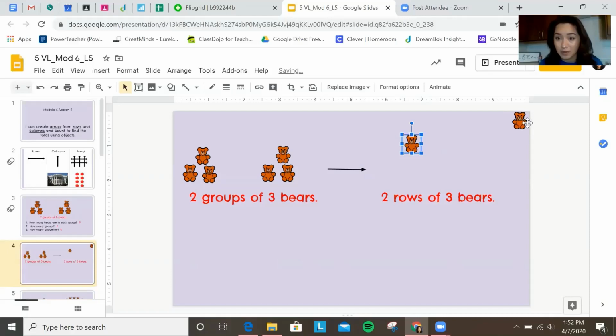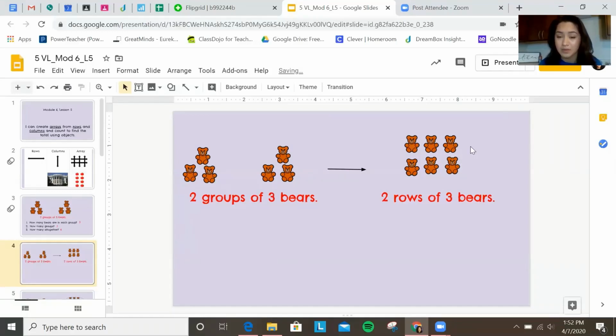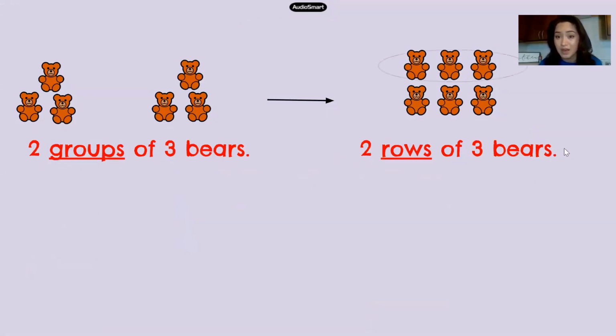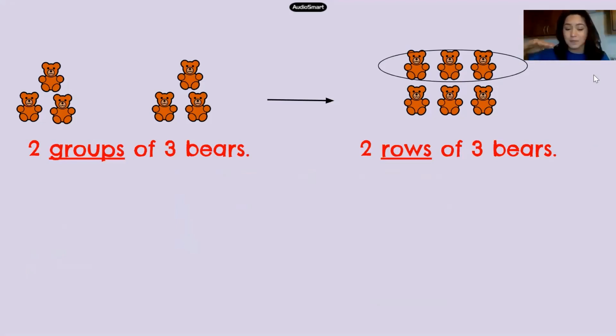I'll make 1 row of 3 and 2 rows of 3. Okay, I went from 2 groups of 3 bears to 2 rows of 3 bears. Here's my first row, side to side. Here's my second row, side to side.